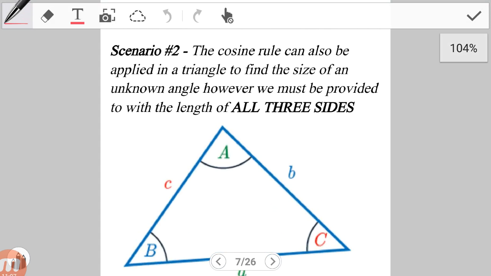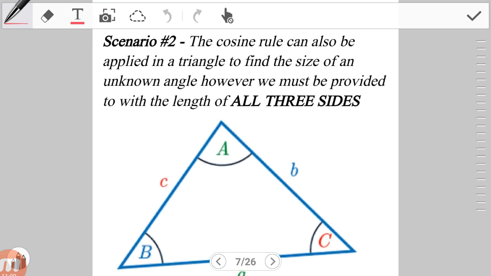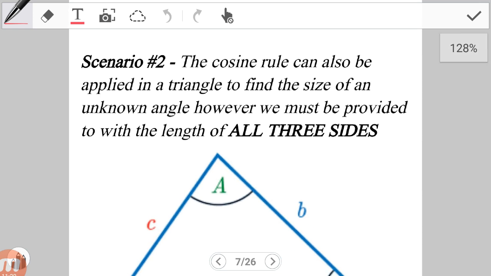So we're going to be looking now at scenario 2. How else can the cosine rule be applied? Now we've looked at how to use the cosine rule to find a missing length, but now here's the scenario for how we're going to use the cosine rule to find the size of a missing angle. According to the information on screen here, the cosine rule can also be applied in a triangle to find the size of an unknown angle.